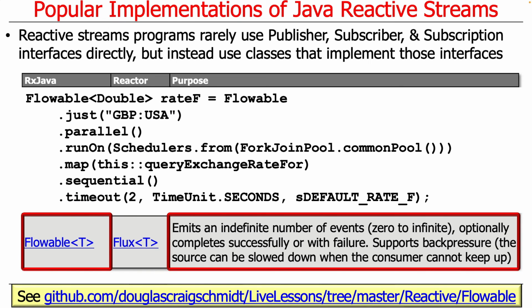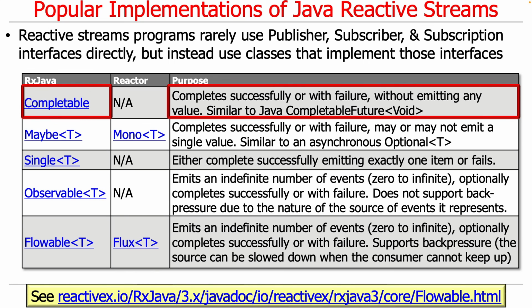And here's a fun example that we will probably look at in the context of Project Reactor, but this is the RxJava version, where we're going to run some things and do a rate calculation to switch between British pounds and US dollars, and we do this in a way that will run in parallel. And we'll talk about that again later. There's also 2 other things. There's a completable, which is similar to a Java completable future that doesn't have a return result, and something called a maybe, which is similar, again, to an asynchronous optional, very much like what a mono is.